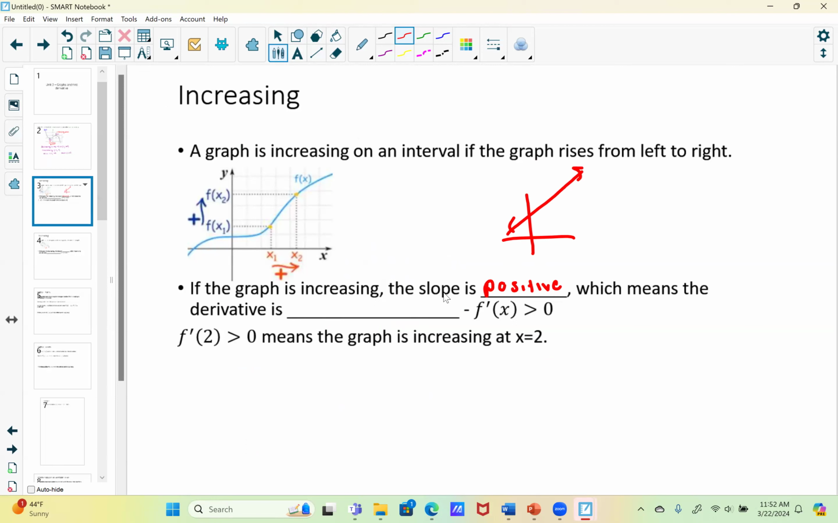Now, remember, the slope of the function is also the derivative. And so if the slope is positive, that means the derivative is positive. So we write that as f prime of x is greater than 0. And anytime you see that, that means my graph is increasing. So this indicates f, my original graph, is increasing. So if we say f prime of 2 is greater than 0, this means the graph is increasing at x equals 2.